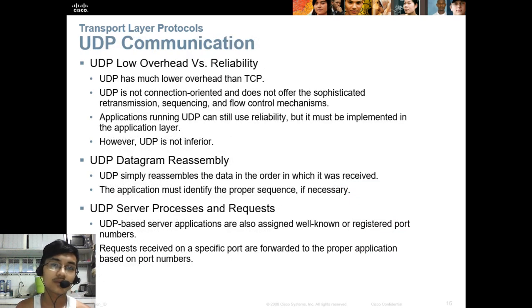UDP, low overhead versus reliability. UDP has much lower overhead than TCP. UDP is not connection oriented and does not offer sophisticated retransmission, sequencing, and flow control mechanisms. Applications running UDP can still use reliability, but it must be implemented in the application layer. However, UDP is not inferior. UDP datagram assembly: UDP simply assembles the data in the order in which it was received. The application must identify the proper sequence if necessary.